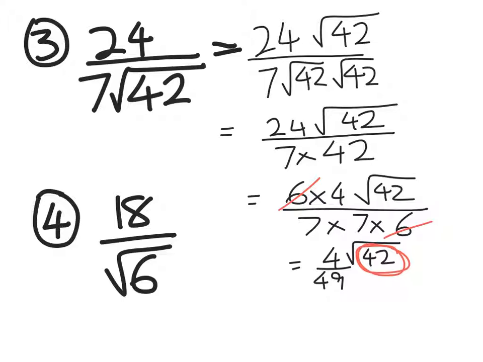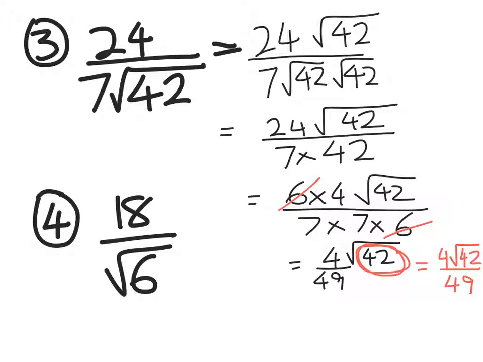So 4 is not a factor of 42, so we can't get rid of that. Neither 6 and 7 aren't perfect squares, so that's as far as we can go with that one. So 4 root 42 over 49. Just to check that you know this, what I've written there is exactly the same as writing that. Now, you're in Year 13 calculus, so that should be obvious, but just in case, I'll pop that in there.